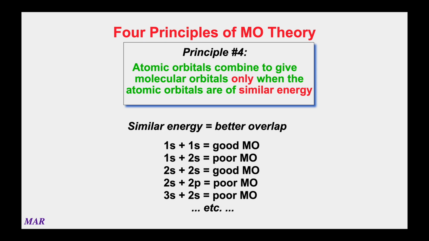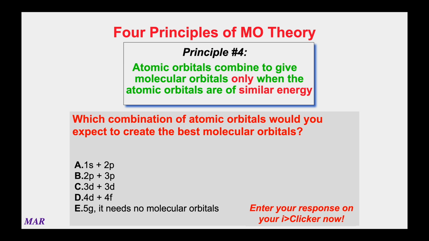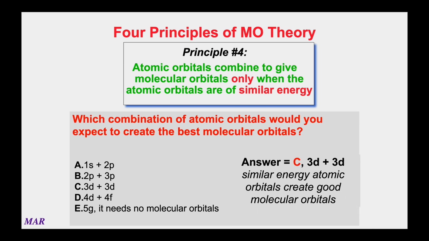So what combination of atomic orbitals would you expect to create the best molecular orbitals, all right? And again, you want to try and pick the ones which are closest to each other as possible. So 1s and 2p, no, I don't think so. 2p and 3p, probably not. But 3d and 3d, i.e. two that are the same, that's going to be a pretty good combination.